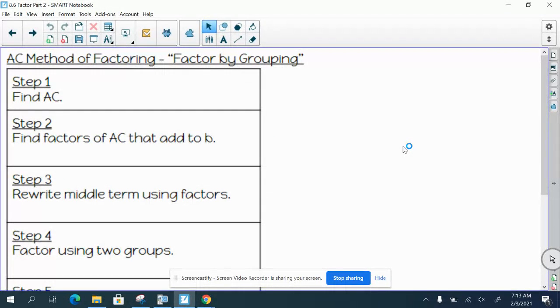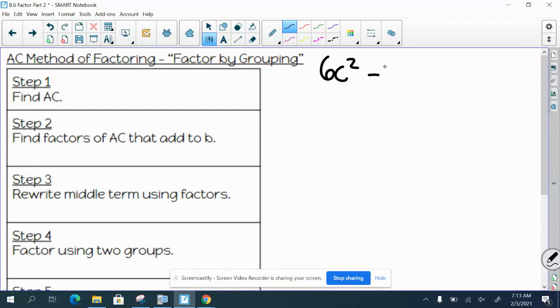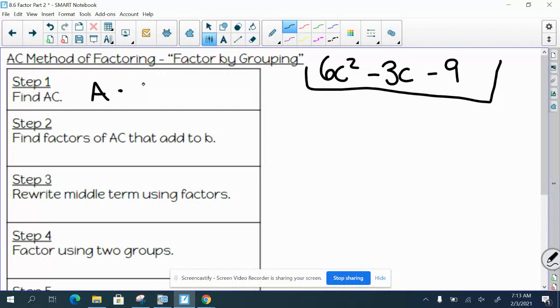So we're going to use the AC method with the equation from the number one's warm-up question. So it was 6c squared minus 3c minus 9. All right, so the AC method, here are the steps. Make sure you write them down. The first step is to find AC. That means the coefficient of A times the coefficient of C. In our case, that is 6 and -9. Okay, so step 1 is to multiply 6 times -9. That's going to give us -72.